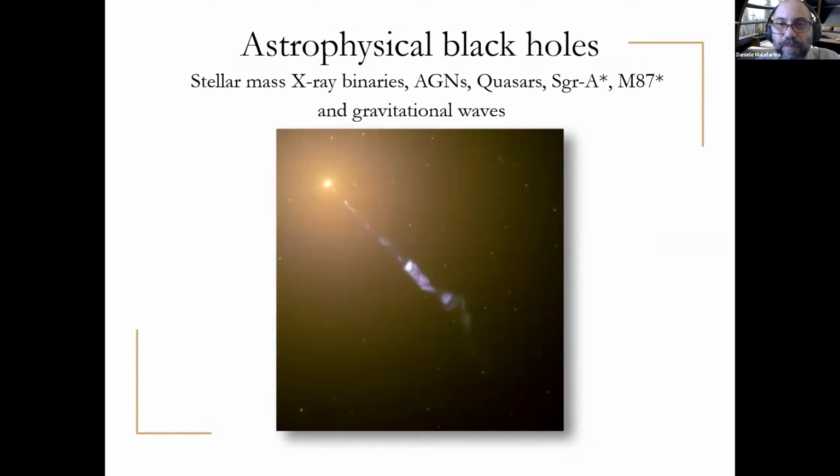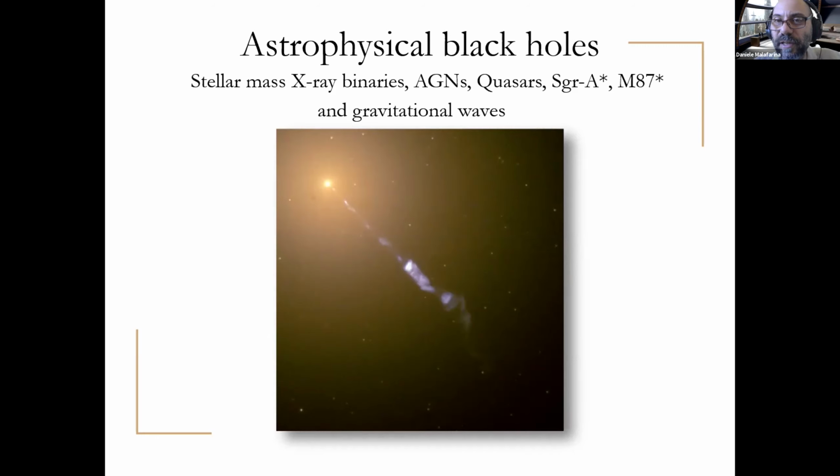There's only one that we have a picture of a shadow and that can probe very close to the region where, you know, the horizon is located. But there's lots of other candidates that we've been observing over the years in stellar mass X-ray binaries, AGNs, quasars. Then there is the shadow of M87. And now there's more and more gravitational waves being observed from the merger of two black hole candidates. So all of these observations fit very well with the paradigm of general relativity, but they're not so many.